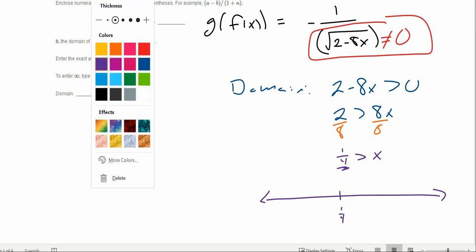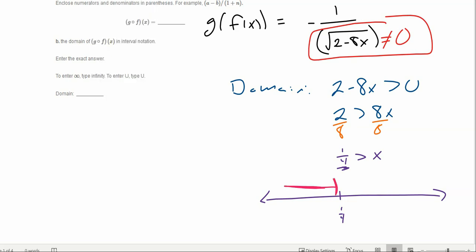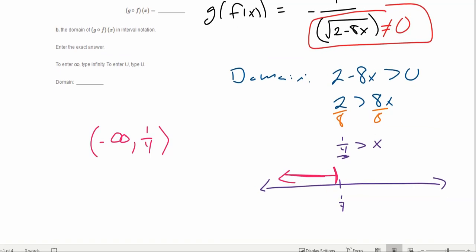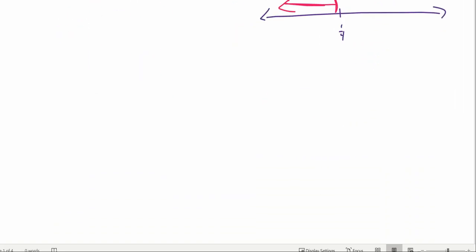That means x is less than 1/4, right? So that's everything going this direction. If 1/4 is greater than what we're looking for, then what we're looking for is always to the left. So in interval notation, that would be negative infinity to 1/4, and we would use a parenthesis since we're not including the 1/4. It doesn't have that equal to part. Okay, that takes care of that one.